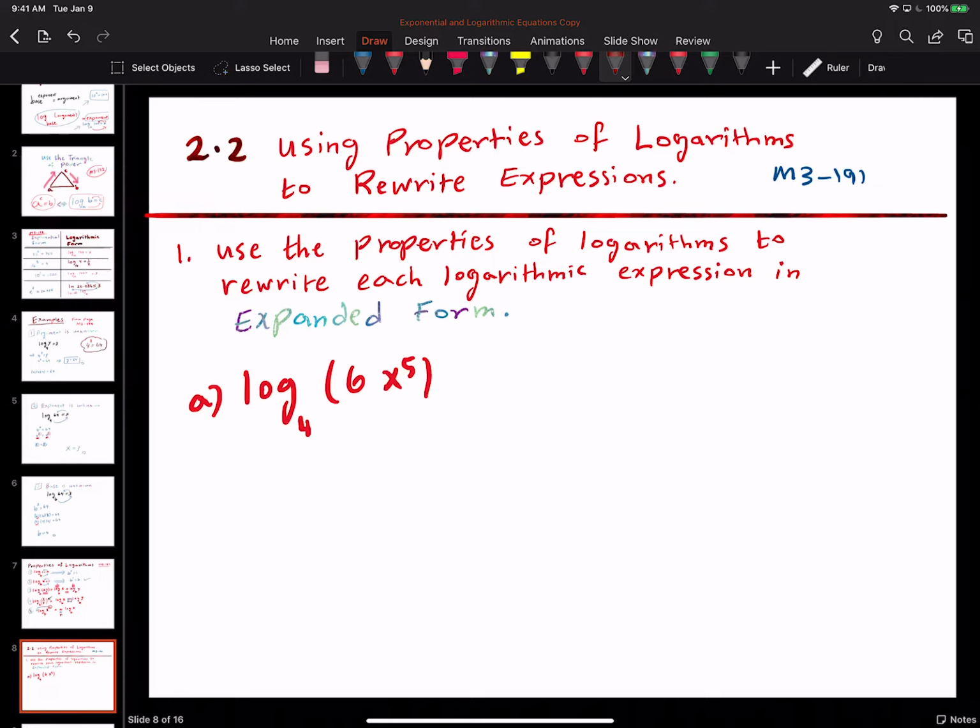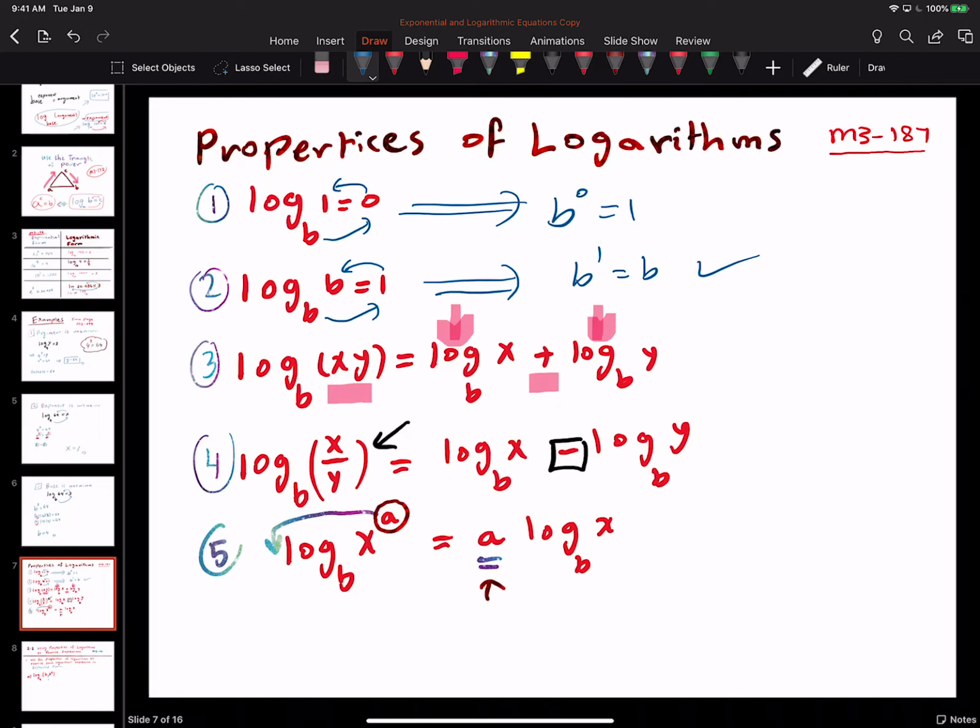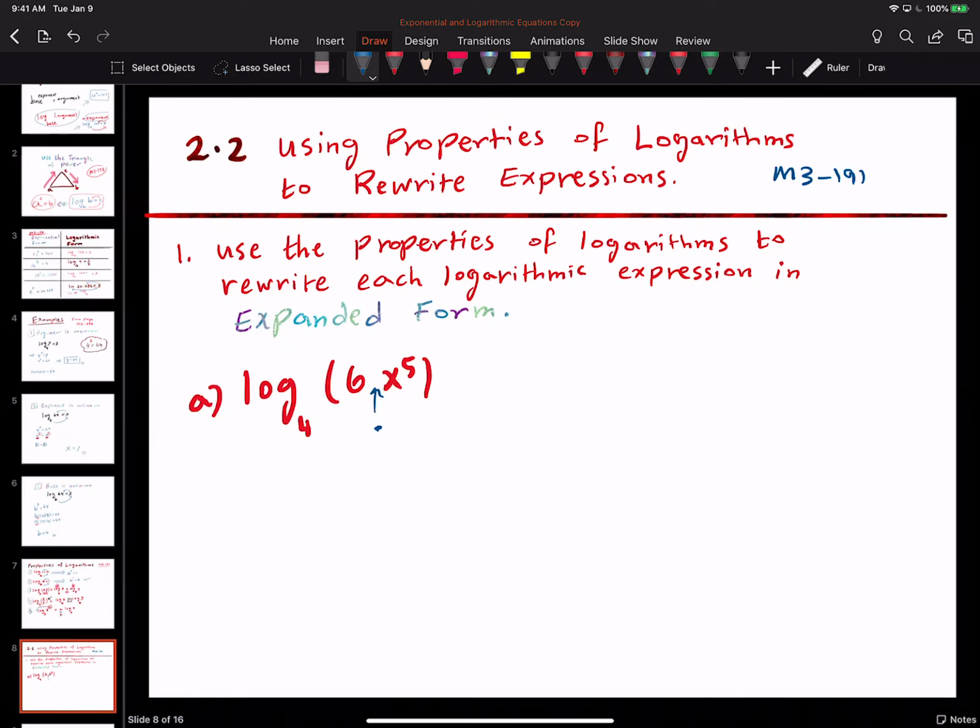First of all, we need to notice that we have a product, which is right there, and it's not shown. This is a product. So we're going to change the product to addition, just like rule number 3. All right, here we go. So that's going to equal log base 4 of 6 plus, we change it to addition, log x to the power 5 base 4.